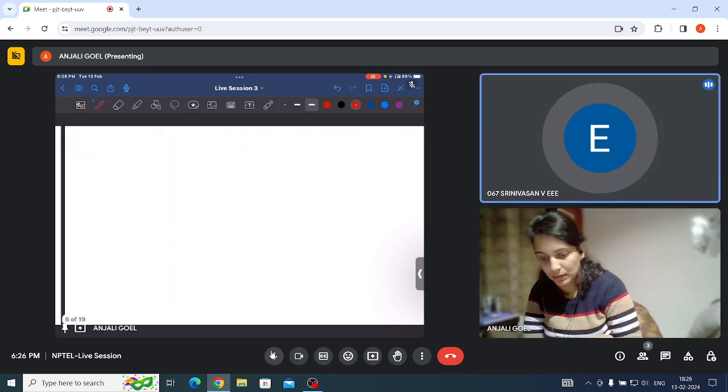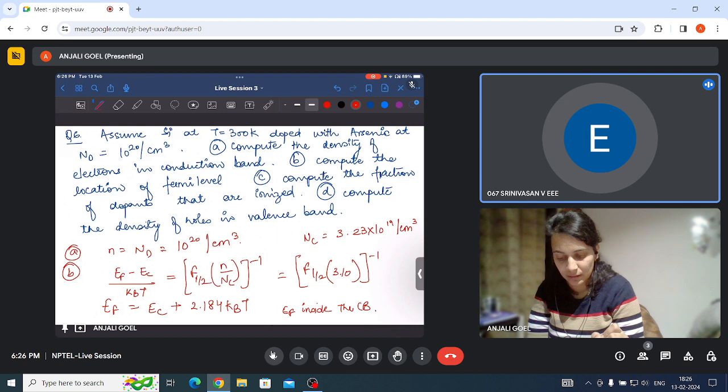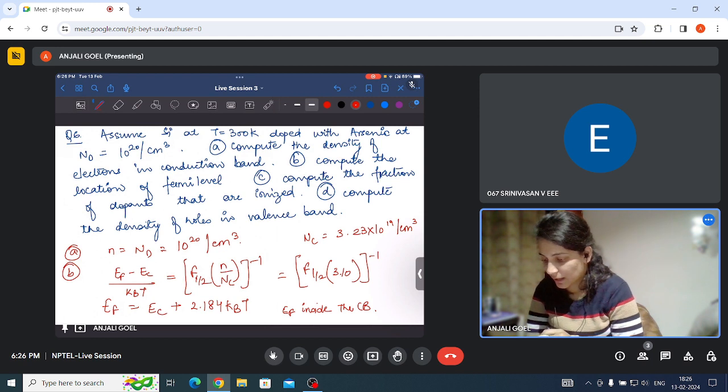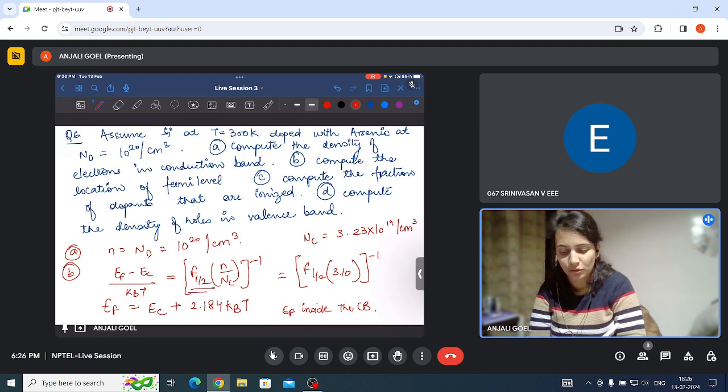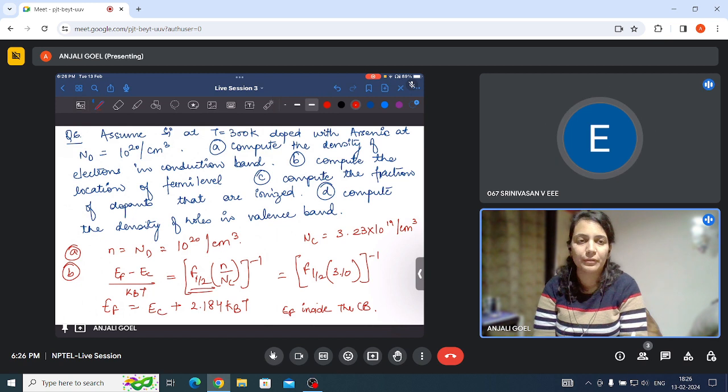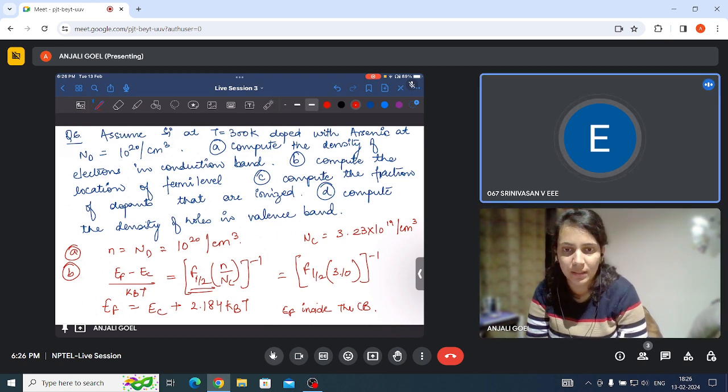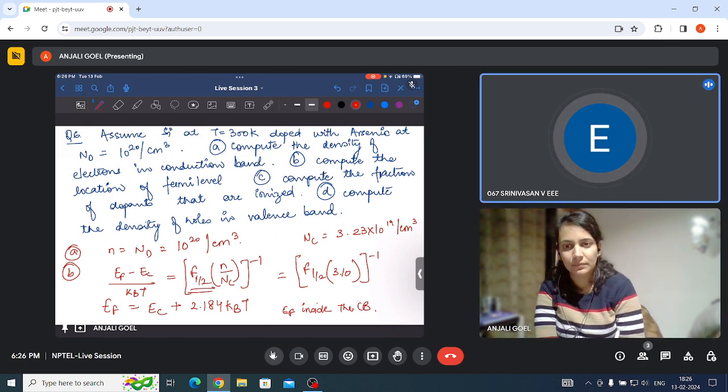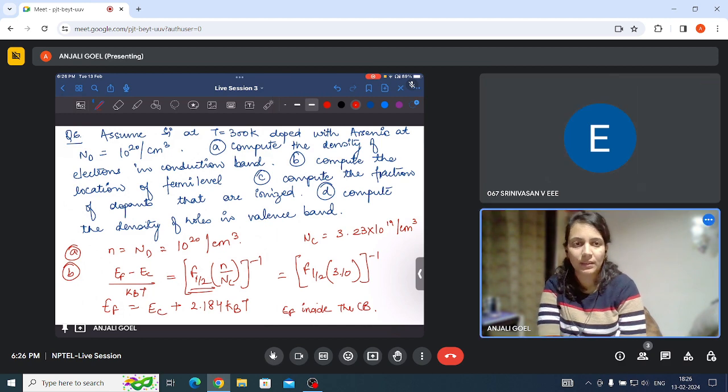Actually, we have a formula: N is equal to NC into e to the power EF minus EC by kT. We can use that because that will also solve for the same. I put it in, got 3.10, took ln on both sides and got 1.137. Yeah, okay.